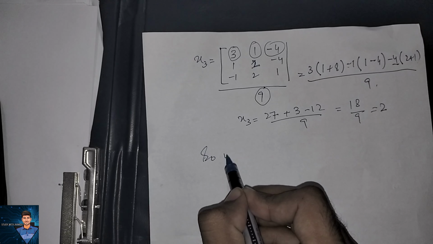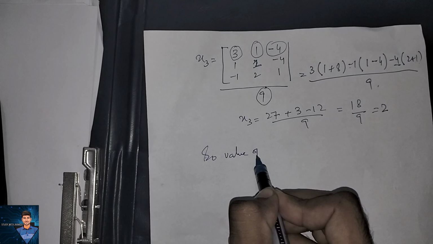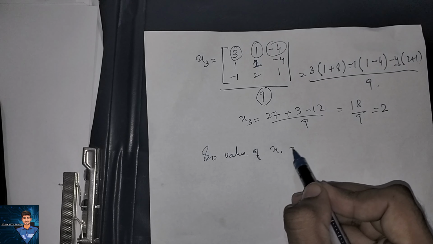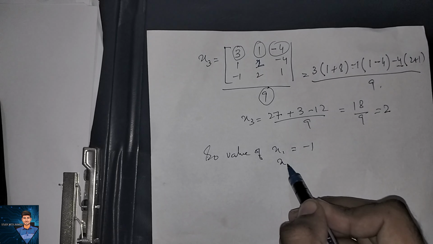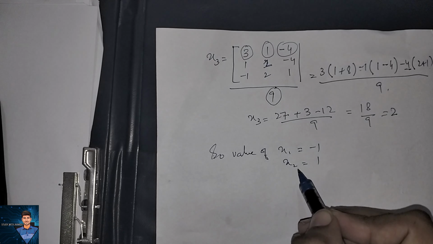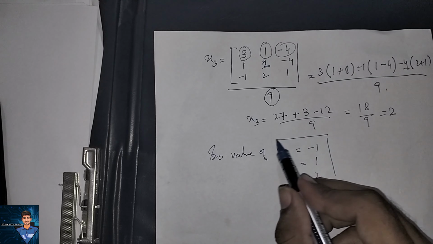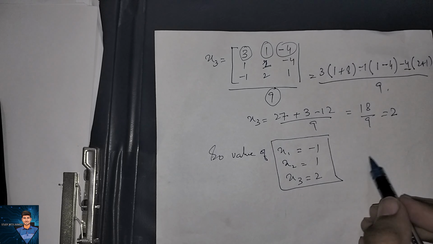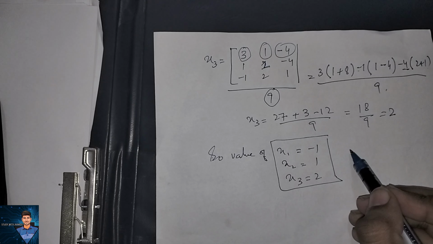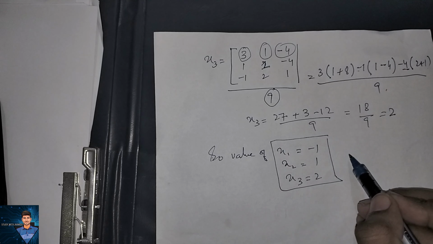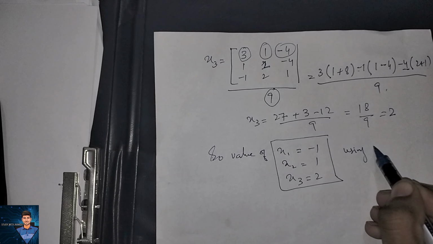So the value of x1 is equal to minus 1, x2 is equal to 1, and x3 is equal to 2. So this is Cramer's rule, how we solve the determinants and find the values of x1, x2 and x3 using Cramer's rule.